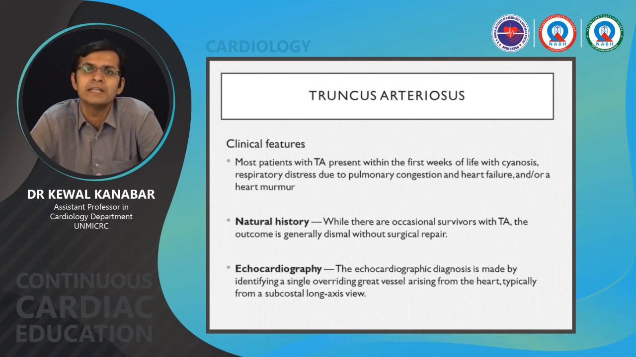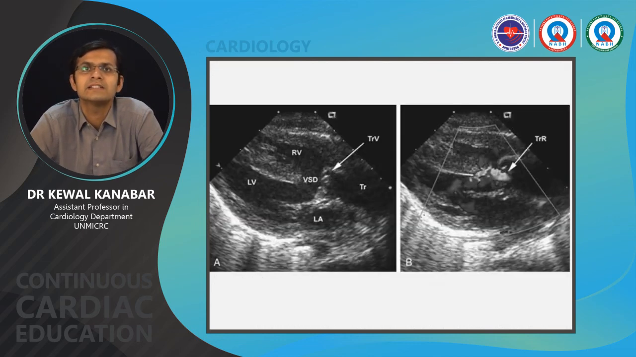Echocardiography will usually provide us the diagnosis of truncus arteriosus, and we can see in the parasternal long axis view or in the apical 5-chamber view that there is a single great vessel arising from both the ventricles, and it ultimately divides into the aorta and the pulmonary arteries. Depending upon the pulmonary artery anatomy, we can classify it as per the Collett and Edwards classification.